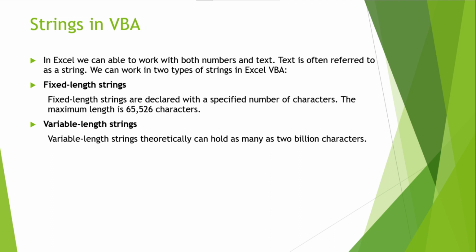Strings in VBA. In Excel we can work with both numbers and text. Text is often referred to as a string. We can work with two types of strings in Excel VBA. Fixed length strings are declared with a specified number of characters. The maximum length is 65,526 characters. Variable length strings can theoretically hold as many as 2 billion characters.